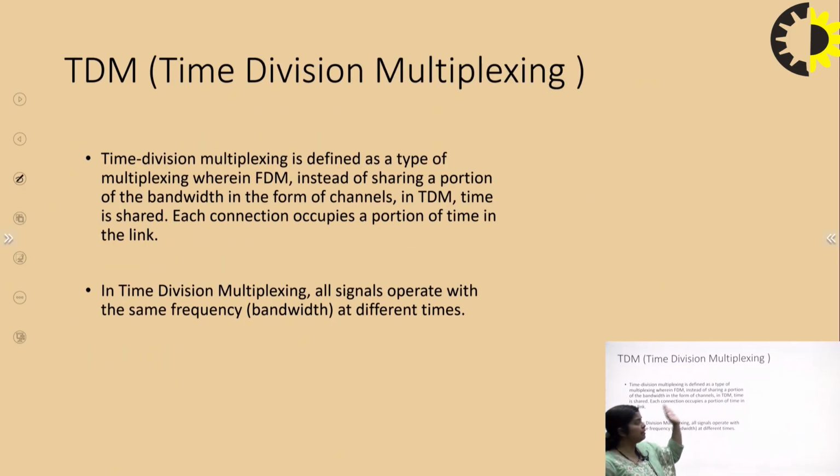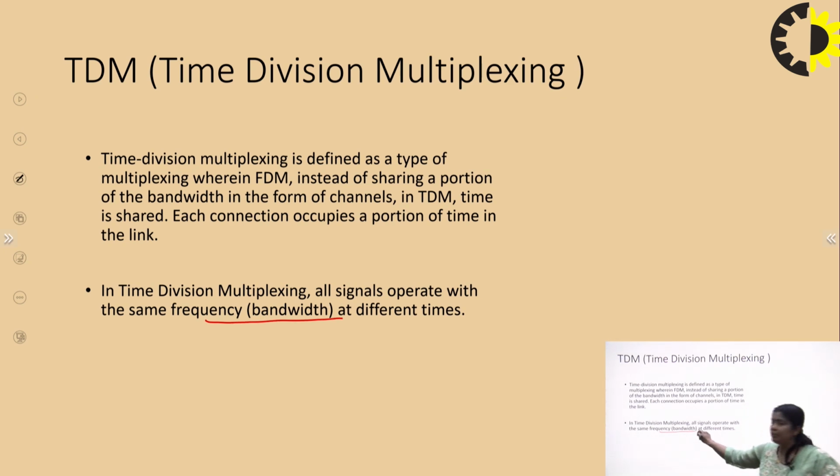Next is time division multiplexing. In FDM, we are using different frequencies, and in WDM, there are optical signals. But in time division multiplexing, the frequency or bandwidth is the same for all the multiple signals, but all stations have different time slots. So, different time slots are occupied by the different stations that are transmitting signals or messages.